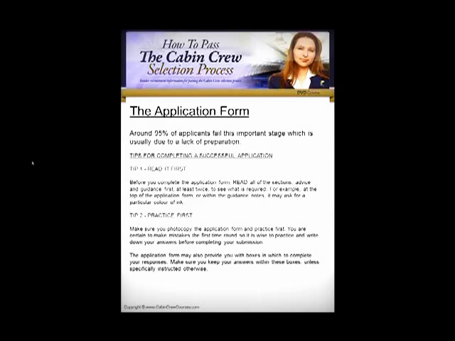a lack of preparation. When you're completing the form, whether you have to write it out or it's an online form, make sure you read the requirements first. Now, I'm not just talking about reading the application form and the questions, but you should also read the guidance notes. So before you complete the form, read all of the sections, advice and guidance first, at least twice, to see what is required. And I do say to people, get yourself a highlighter pen and highlight the key essential areas and requirements of what the cabin crew recruiting company want from you when completing the form.